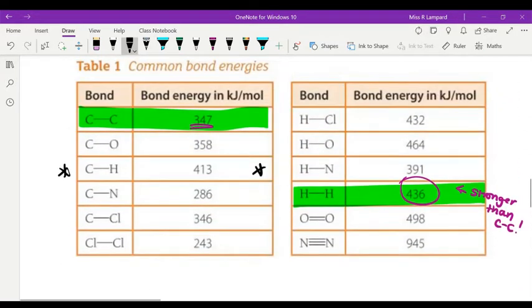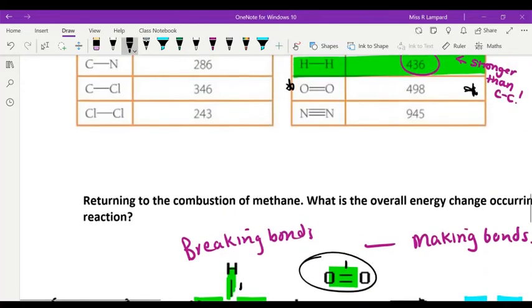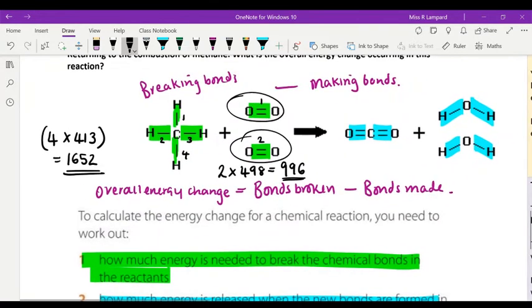Whereas the O2 bond, so here, okay, you can see it's got that double covalent bond, is 498. Now, how many have I got of those? I've got 1, 2. What value was it? 498. So I've got 2 times 498, which is equal to 996. Okay, so the total energy required to break bonds here is equal to 1,652 plus 996 minus, okay, now let's have a look at what we've got on this side.